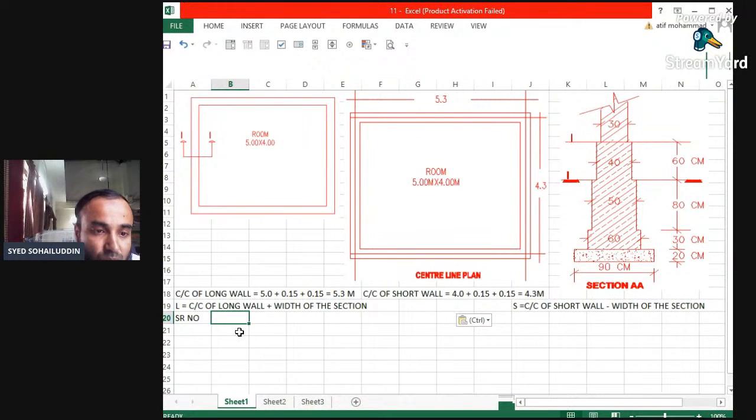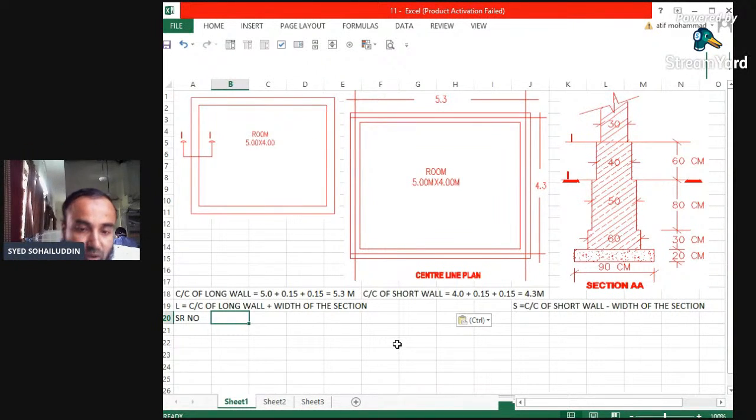How have we calculated the length of long wall for PCC? L is equal to center to center distance plus width of section. I am repeating the same thing again and again: while calculating the long wall we have to add the width of section, and while calculating the short wall we have to subtract the width of section. So L is equal to 5.3, that is center to center distance, plus width of section, 0.9 meters. How many long walls are there? There are two long walls.